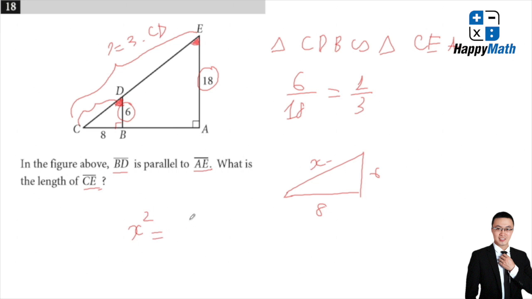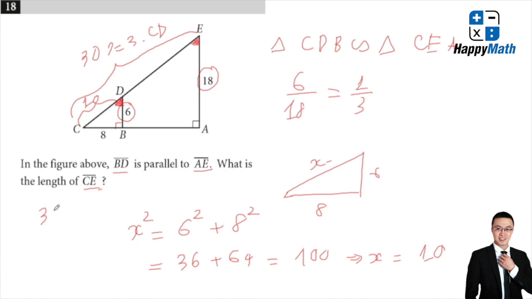h squared will be equal to 6 squared plus 8 squared. 36 plus 64 is 100. So that's why you get h equal to 10. When you get CD equal to 10, CE will be triple CD. So CE will be equal to 30 length.